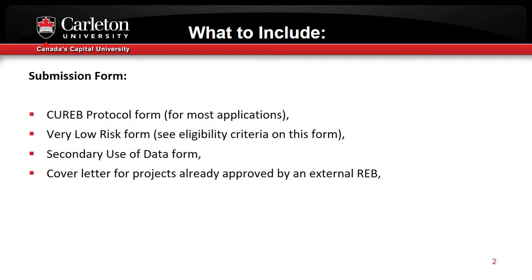However, for studies that pose very low to no risk to the participants, you may instead choose to submit our very low risk form. This has very specific eligibility criteria. More specifically, the risks to the participants need to be very low. The participants should be able to provide consent on their own behalf. There should be no third-party recruitment on behalf of the research team, and there should be no deception used during the consent process.